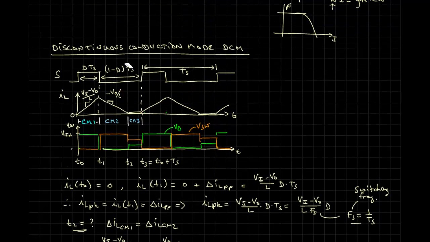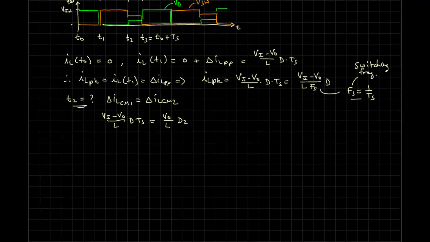It's the other thing that's not right on here. Well, no, that is correct. That is correct. It is. This is 1 minus D, but it's not very helpful. What we really want to know, this time here, I'm going to call D2, the amount of time for the discharge time.